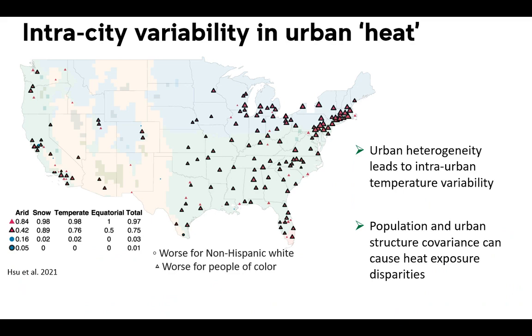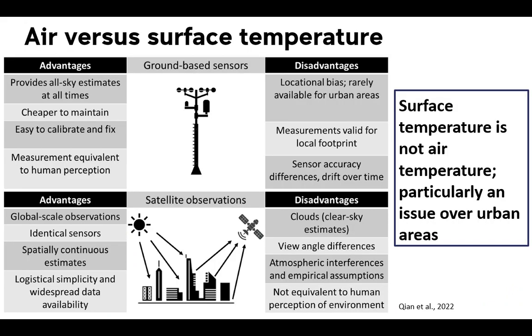Now, one of the things about all of these large scale multi city analyses is that they're either done using observations or models because we don't have a lot of air temperature measurements in cities. Sorry, either satellites or models. So that means that for satellites, you're primarily measuring surface temperature.